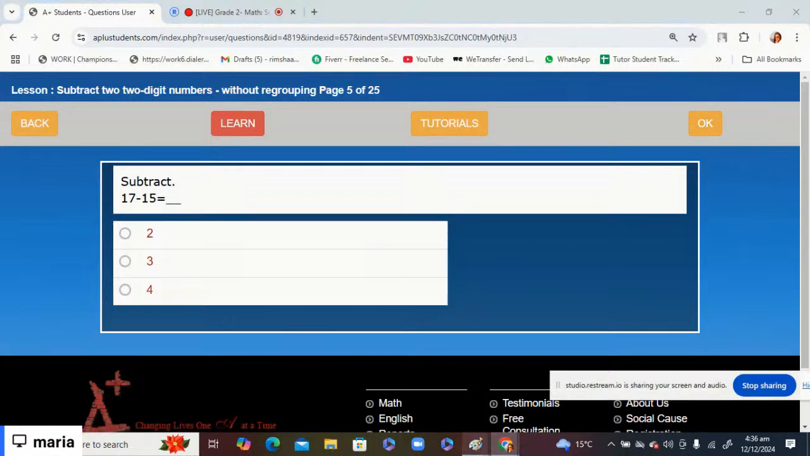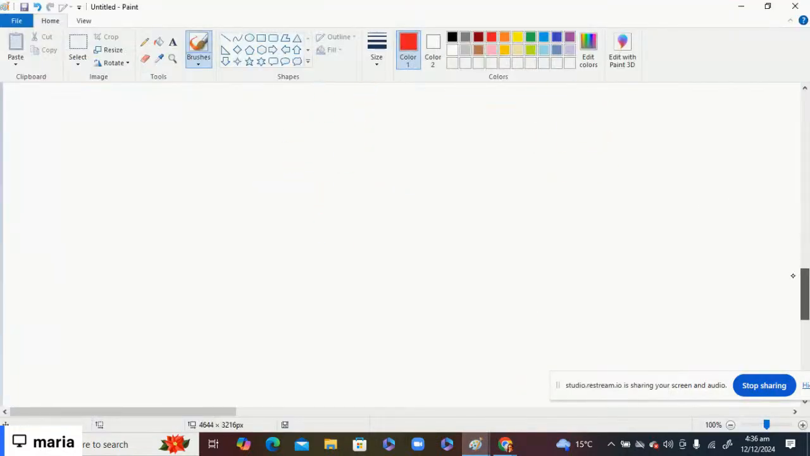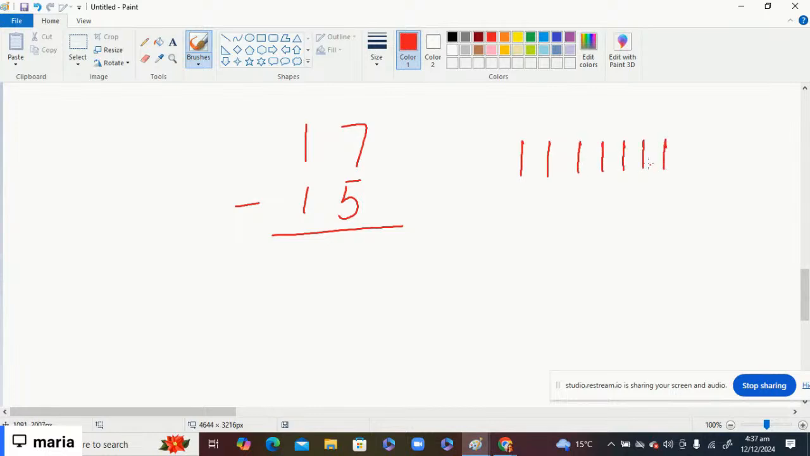17 minus 15. So 7 minus 5. 1, 2, 3, 4, 5, 6, and 7. Remove 5 lines. 1, 2, 3, 4, and 5. How many lines are left? That is 2. 1 and 2.